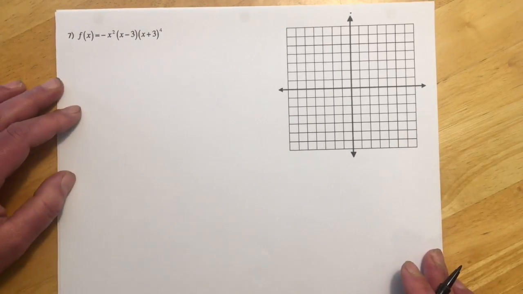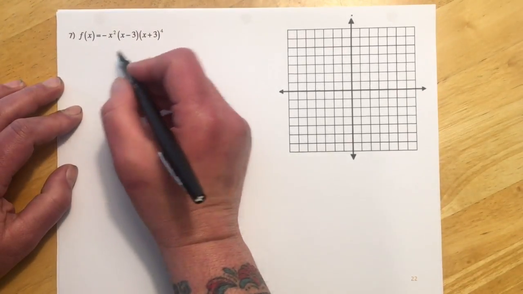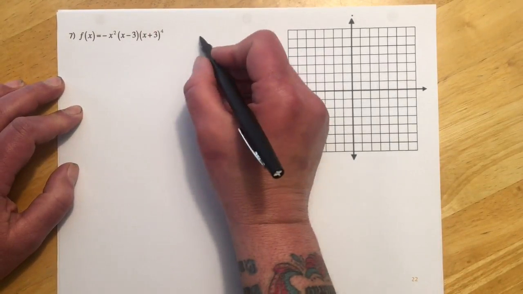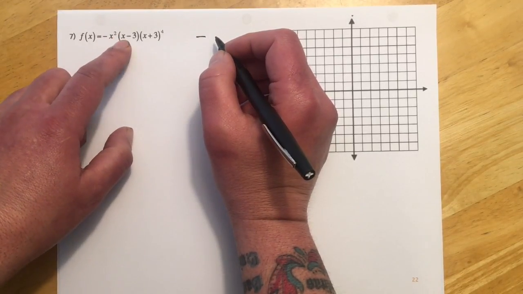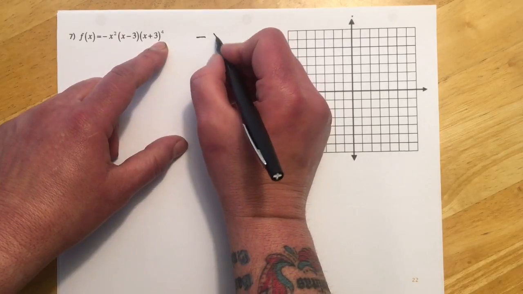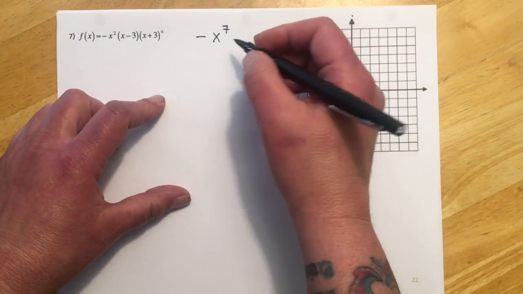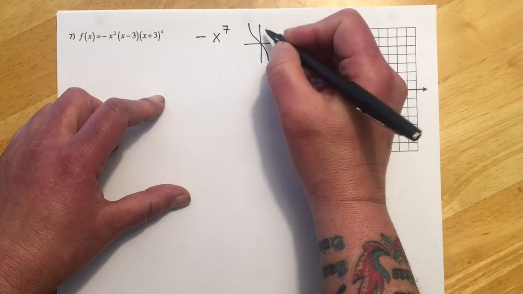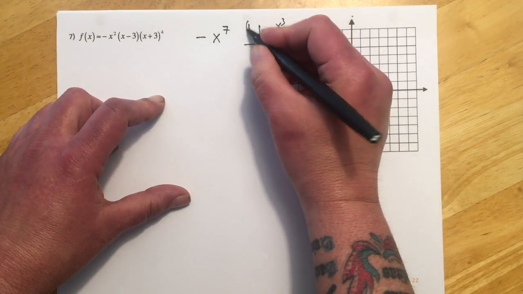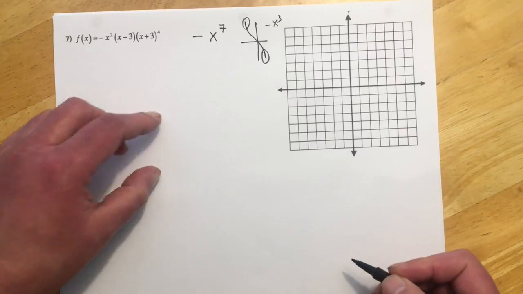Okay, one more example of these. So here I have a negative, so for my end behavior it's going to be negative, and I have 1, 2, 3, and then 4 more would be 7, negative x to the 7th. And it's negative, so that means it's going to look like negative x cubed.